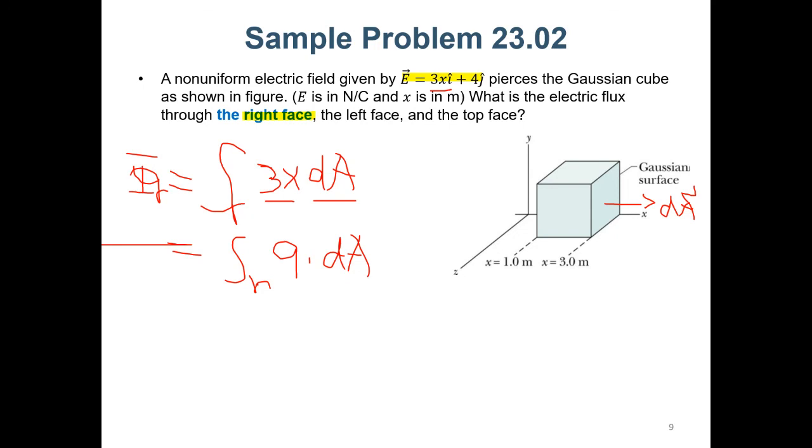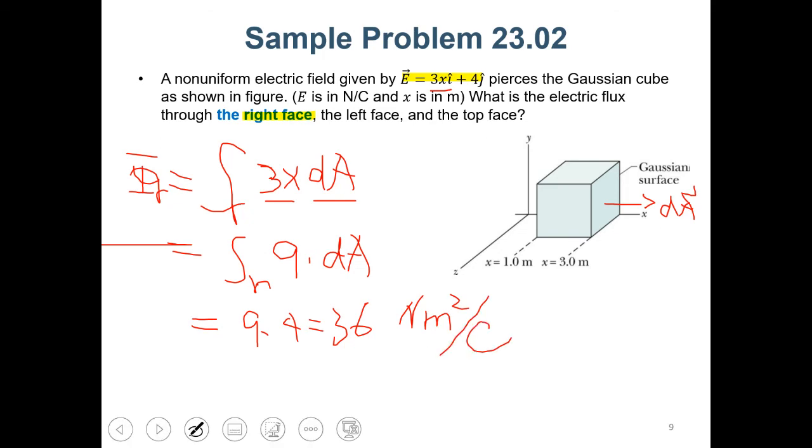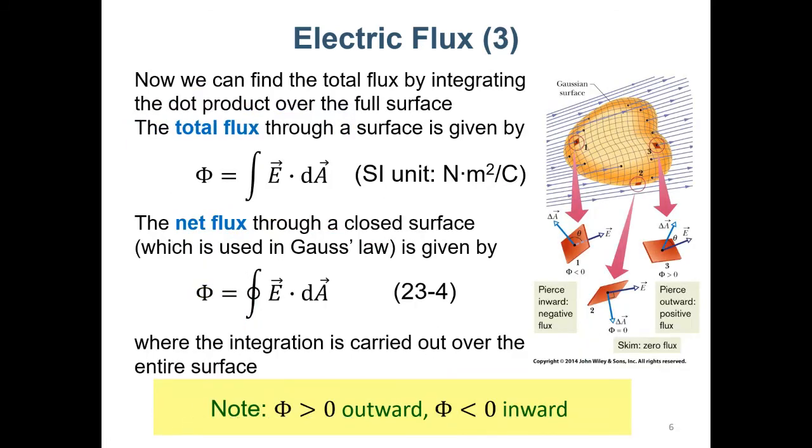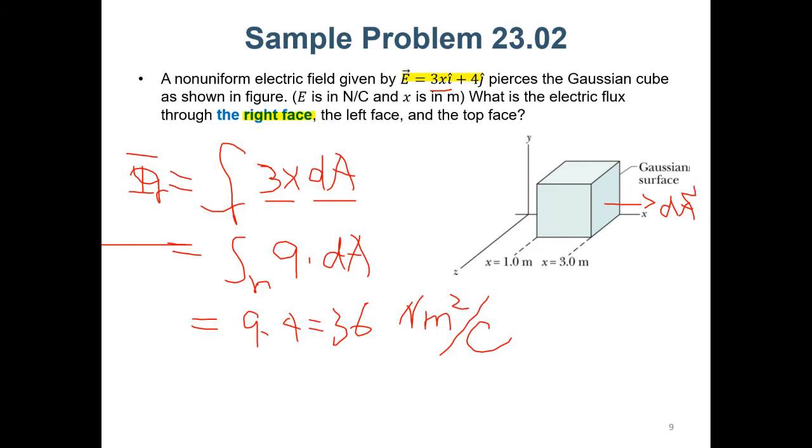So we have 9 dA for the right surface. And actually, the area of the right surface is 2 times 2, which is 4. So actually, it is 9 times 4, which is 36. And the SI unit should be N m squared over C. Both of them should be the same, but this is the SI unit.